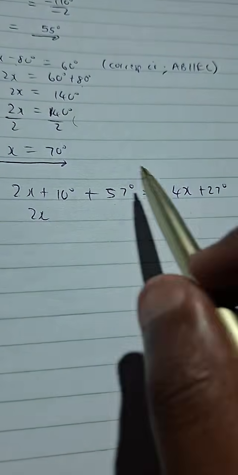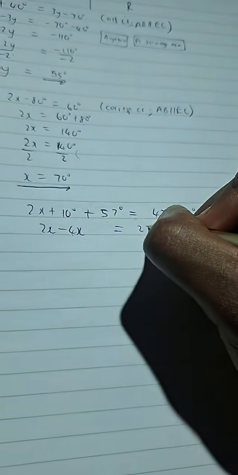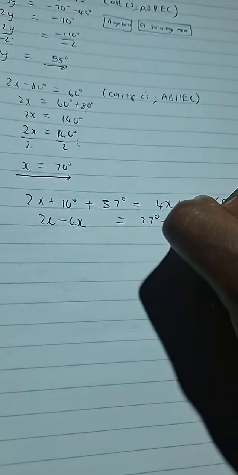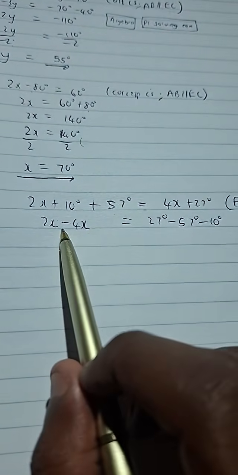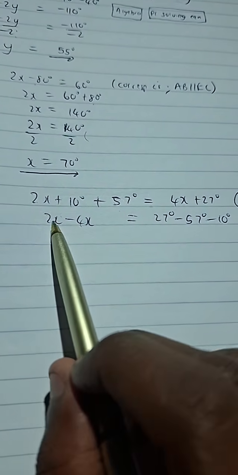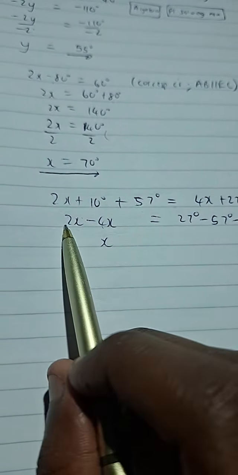So let's finish off and solve. 4x transpose. Take the 4x over to the left. Positive becomes negative. These are like terms. Does that make sense? The 27 is fine. Take the 57, transpose, becomes minus 57. Take the 10, it's positive, you transpose, becomes negative 10. What's 2x minus 4x? Remember, when we add like terms, we keep the variable, we subtract or add the coefficient. What's 2 minus 4? It is negative 2.